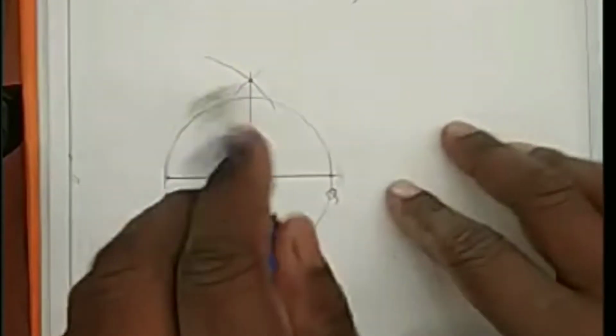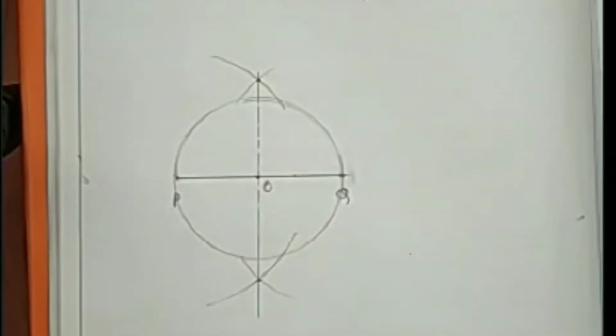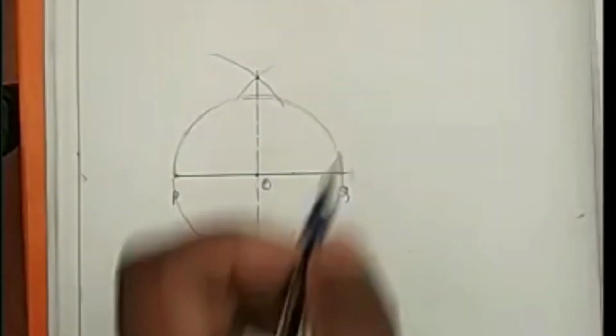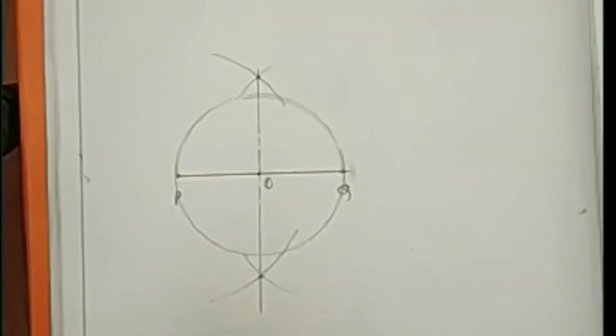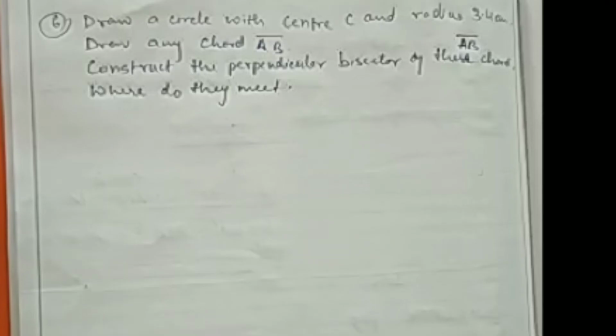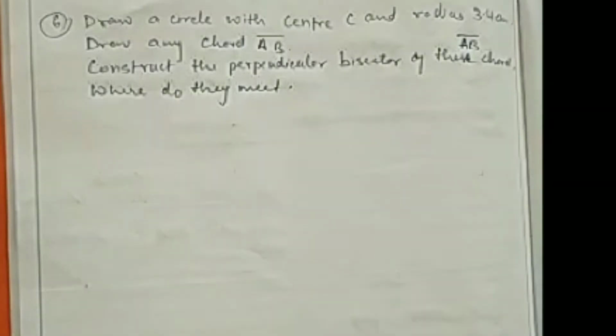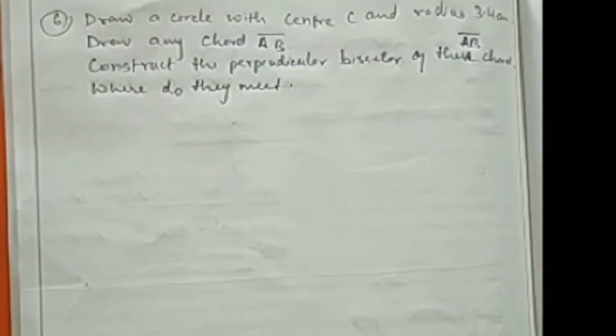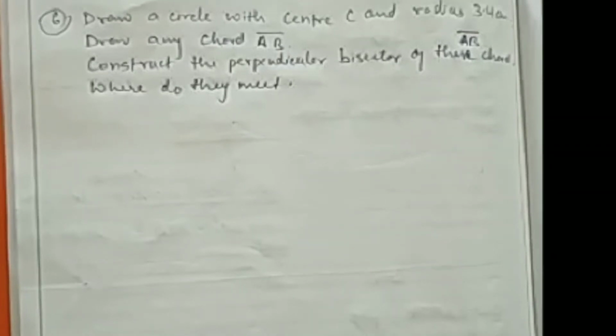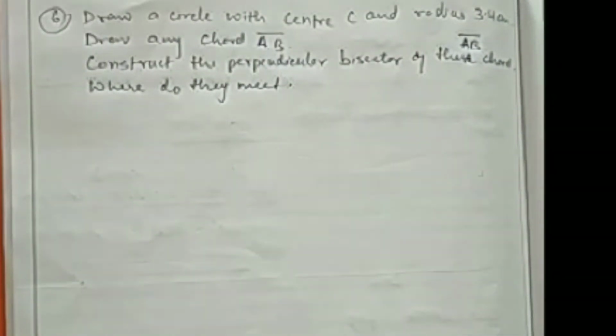Okay. So here this is your circle. Done. This is question number 5. Here finished. Draw a circle with center C and radius 3.4 centimeter. First you will make a point C.